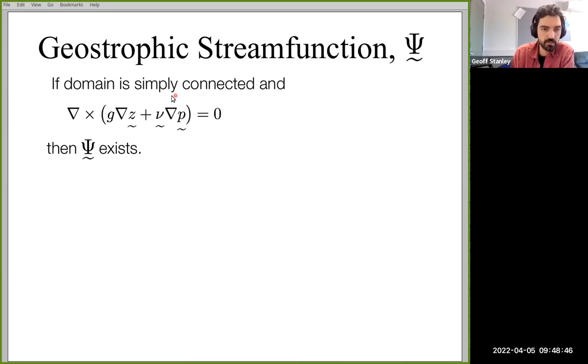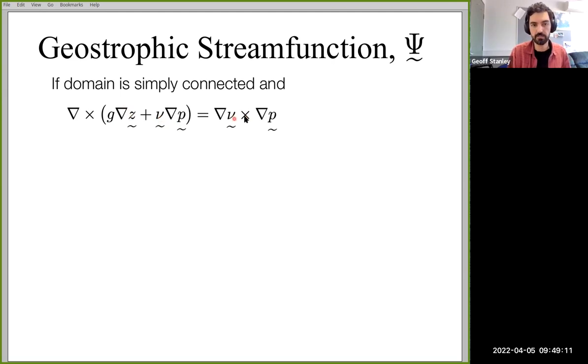Okay, so Trevor McDougall in 1989 proved that this stream function psi does exist, at least locally, if the domain is simply connected, simply by taking the curl of this vector field and showing that it's 0. And that means that this vector field is irrotational, and you can write it as a gradient of something. So, okay, let's just check that. You take the curl with g being constant, that first term dies, and you have the gradient of specific volume times the cross with gradient of pressure.